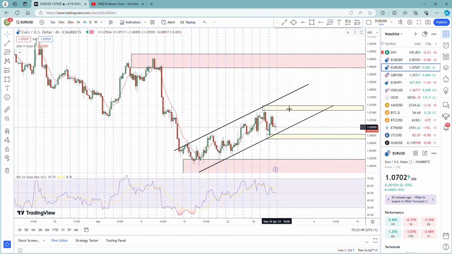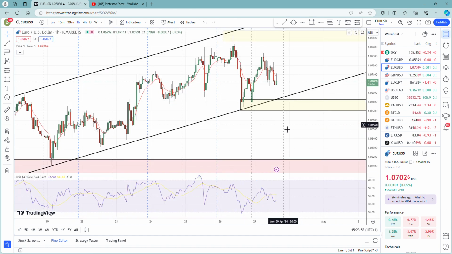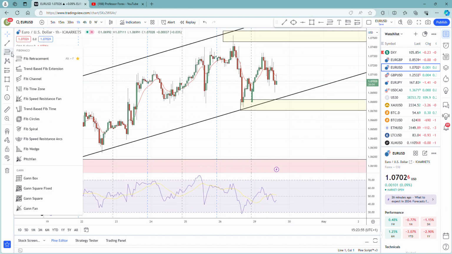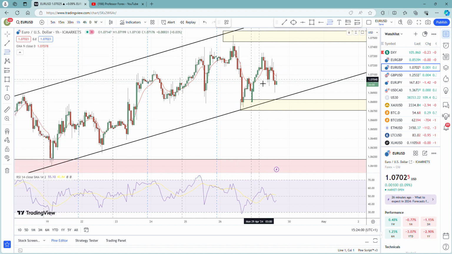There you go. You then want to go into the H1 time frame, which is your intraday analysis time frame. You go into the left hand side and you select Fib retracement. Because this is Monday, we look at the previous day, which is Friday. You click the Fibonacci tool from the most recent high to the most recent low.